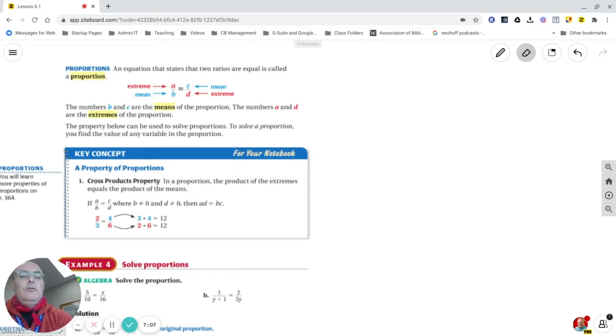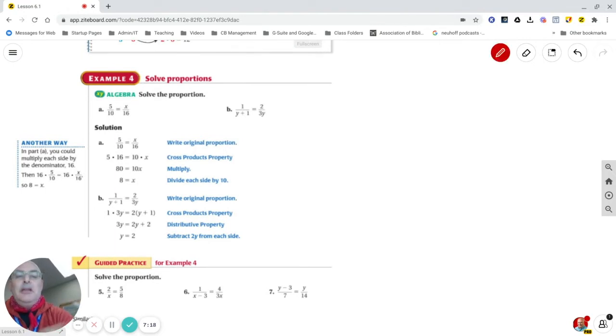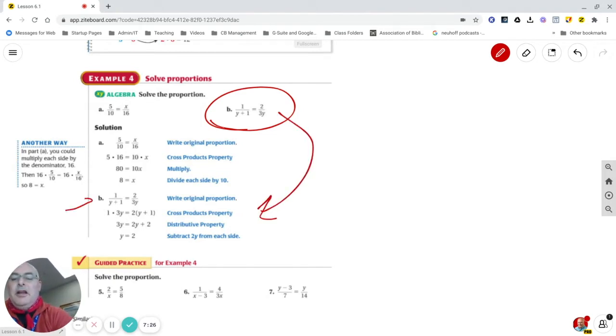Now, one of the things that we're going to be looking at is the fact that we may need to be doing that here with variables. And so if we take this and look at this equation, we set it up, but then we have to cross multiply the 3y and the y plus 1. Multiply it all out, and then we can solve for y.